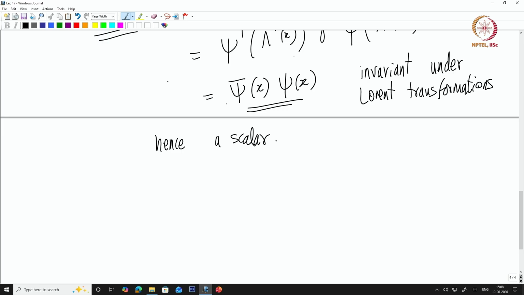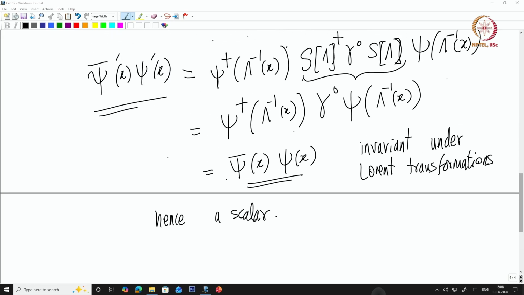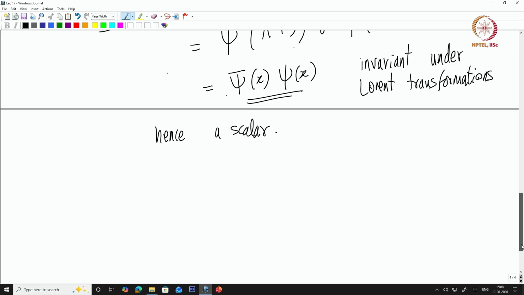The main argument essentially, the crucial point, is that you have S of lambda dagger gamma mu S of lambda, and this entire combination should be equivalent to lambda mu nu gamma nu. That is the basic idea, and that is what we will see essentially.